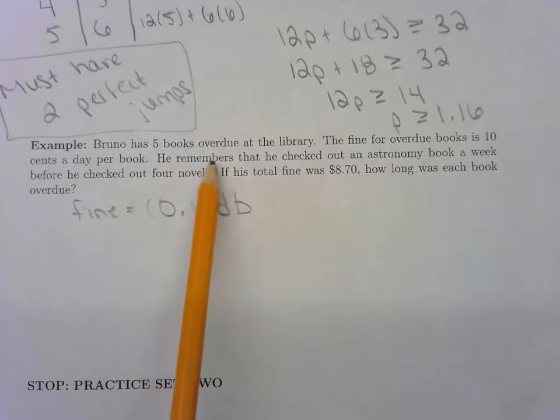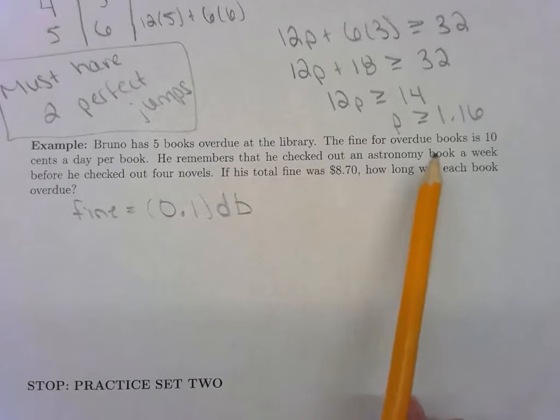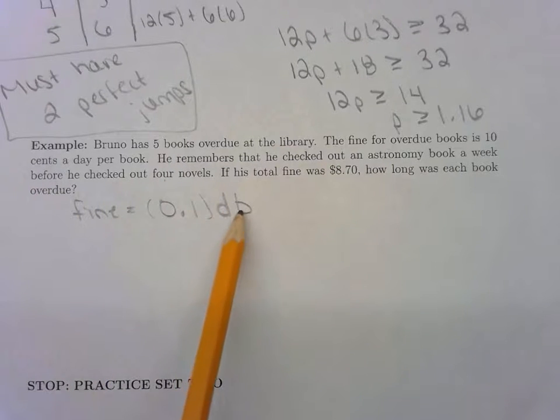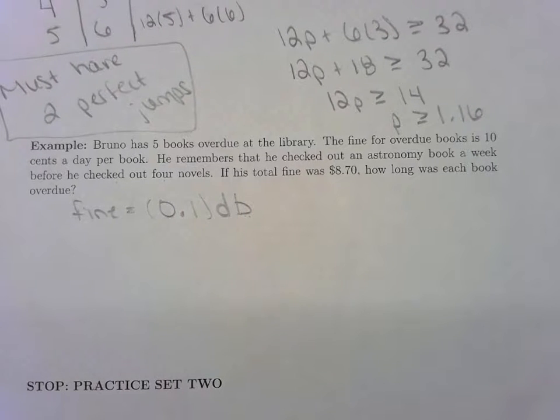But this second sentence makes it a little more complicated. It says he remembers that he checked out an astronomy book a week before he checked out the 4 novels. So this B here can't be 5, because he didn't check them out all on the same day. It says if his total fine was $8.70, how long was each book overdue?